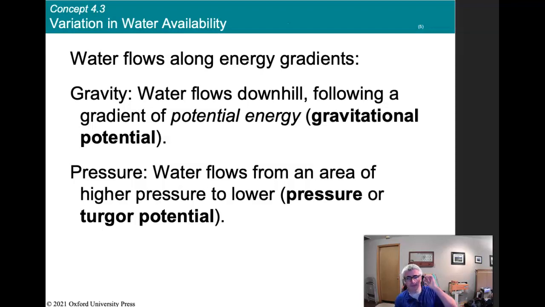Gravity: water flows downhill following the gradient of potential energy, intuitive. It's the gravitational potential. And pressure: water flows from an area of high pressure to lower pressure, or water potential. Now, when we get into pressure, it gets a bit stickier, and so that's kind of where we'll slow down and think about what we mean by types of pressure.